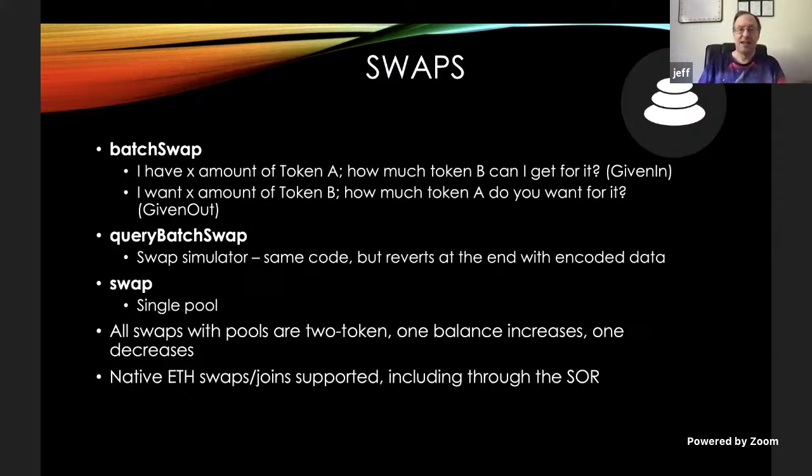So that is like a simulator or a dry run. It runs the exact same code as the swap, so there's no duplication. Literally the same code, but it reverts right at the end with the encoded data. So you can see exactly what will happen, exactly what the token balances will be. And this is a great help for users of it.